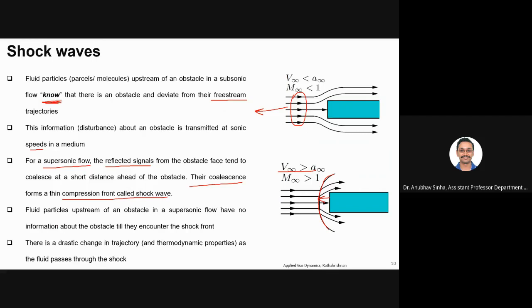And whatever there is in the upstream, they don't have any idea. They are just coming straight, no deviation in the path, right? And a drastic change in trajectory happens at the shock front. And even thermodynamic properties change, that we'll see in the next few slides. This is a very important, basic slide for shock formation.